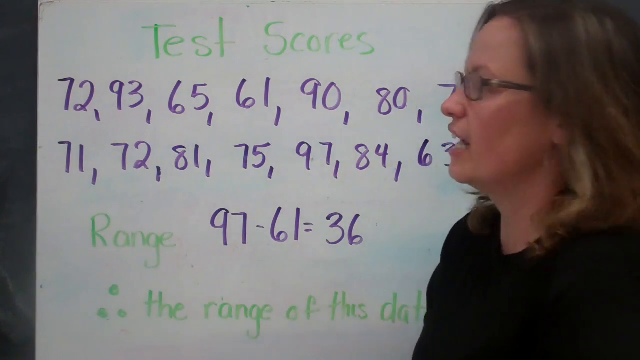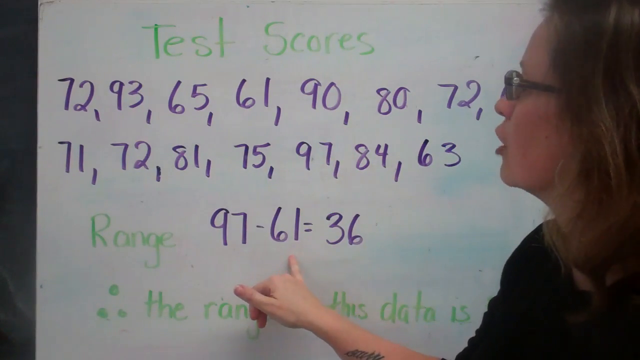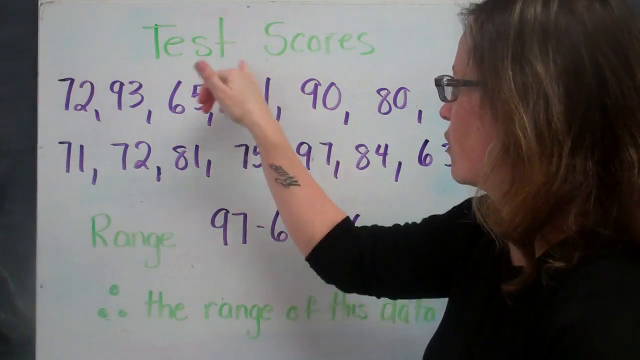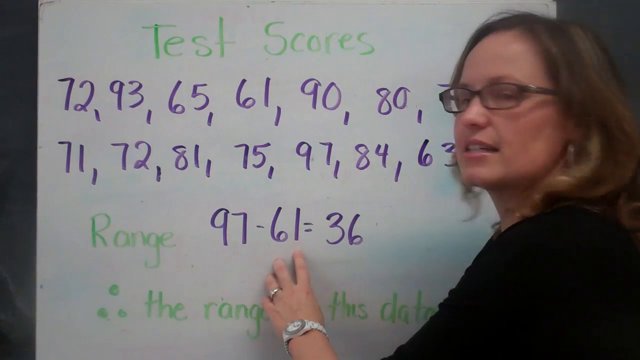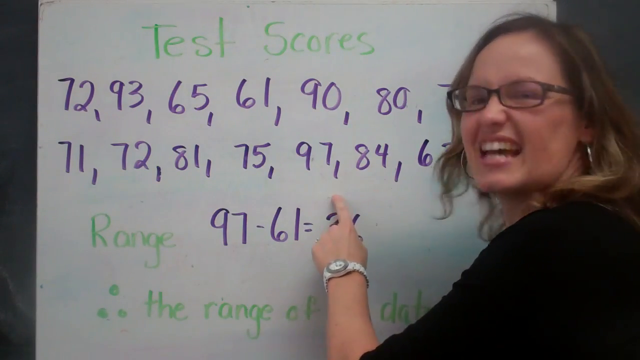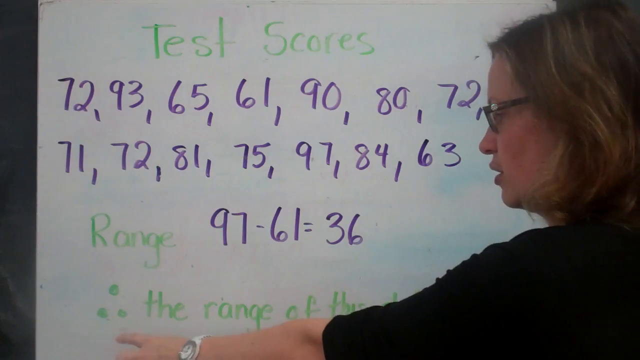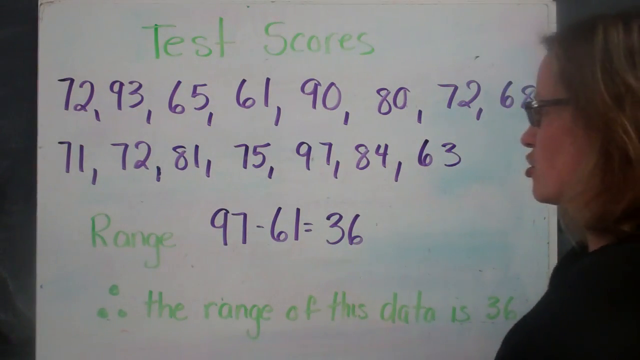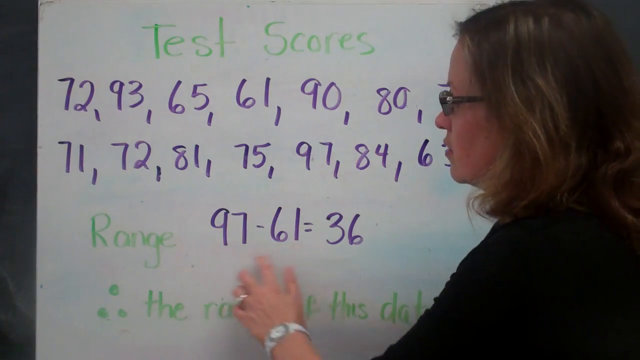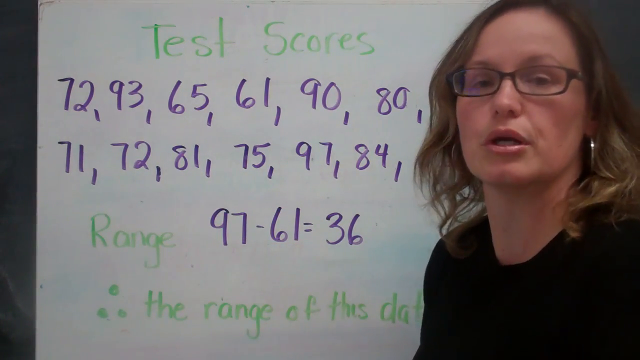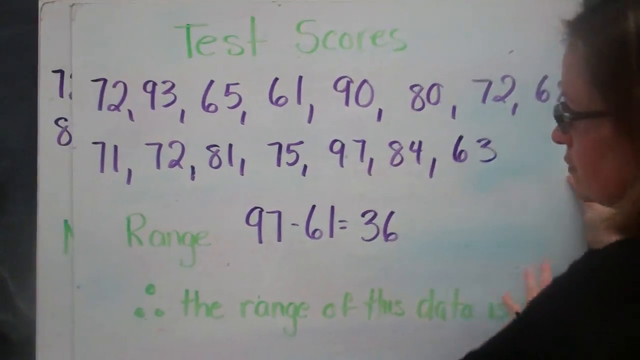So when I'm doing range, I'm looking for the highest number, which is 97 in my data, and the lowest number in my data, which is 61. And I do 97 minus 61, which is a difference of 36. So my range of data is 36. So therefore, the range of this data is 36. All of the other data falls within these two numbers, and the difference between the greatest number and the smallest number is 36 for the range.